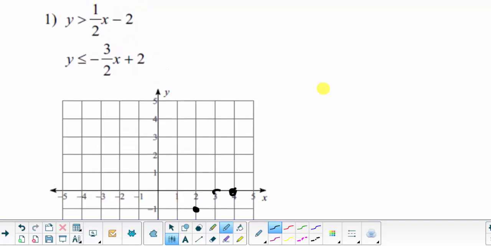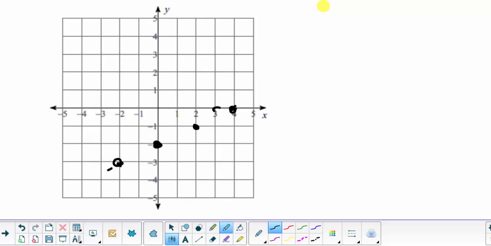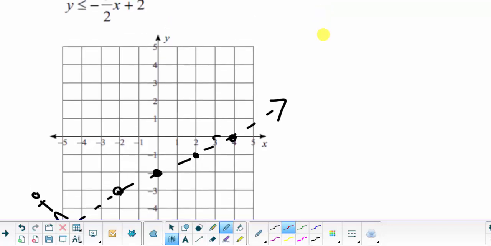So notice this was a greater than, so that means we need to make this a dotted line. Greater than means we would shade on the side that we can walk on. So instead of shading everything, I'm just going to draw my little man there, so I know that that's the side I should be shading on. All right, so how about the next one?